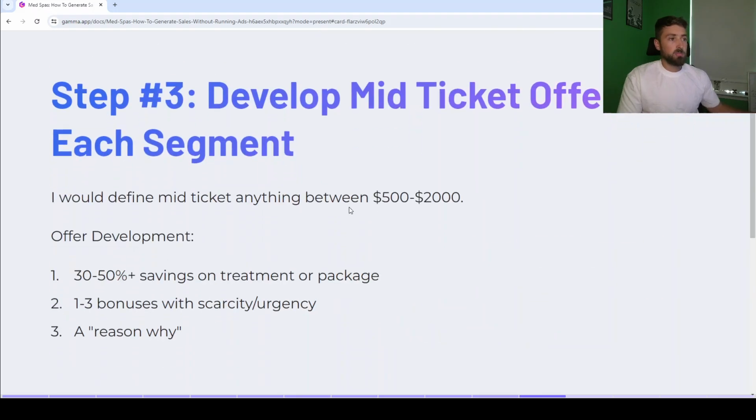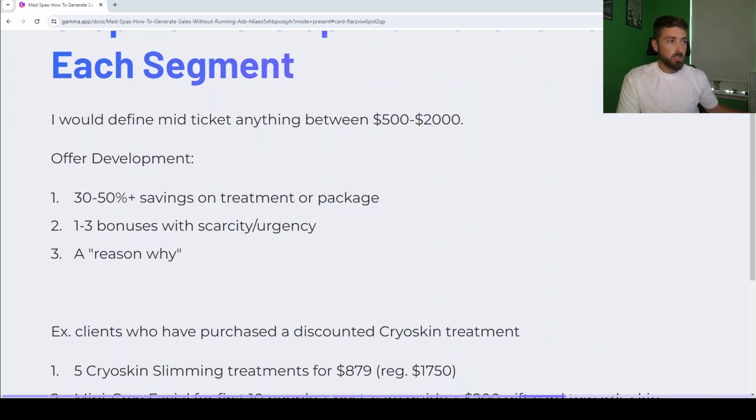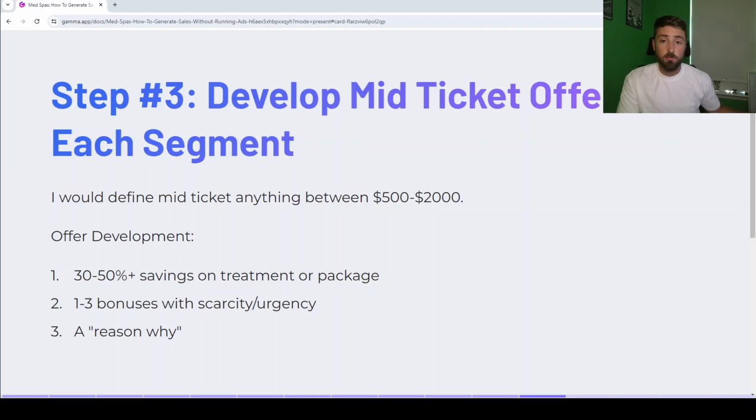From there, step 3 would be to develop a mid-ticket offer for each one of these segments. So I would define a mid-ticket offer as anything between $500 all the way up to $2,000 on the high end. We're kind of crossing over into the higher ticket arena when we're up towards $2,000. So maybe $500 up to like $1,000 or $1,500 is probably a better range there. And so what we want to do is develop an offer for each one of those segments that is relevant and makes sense for them.